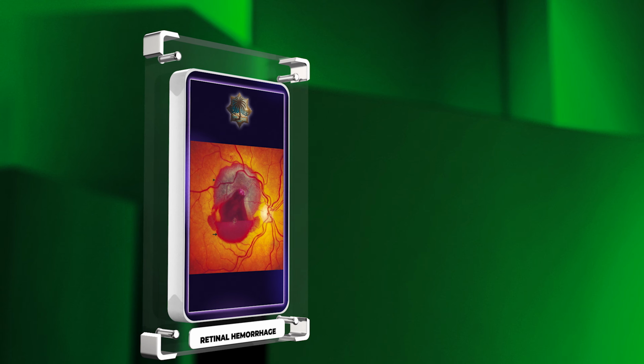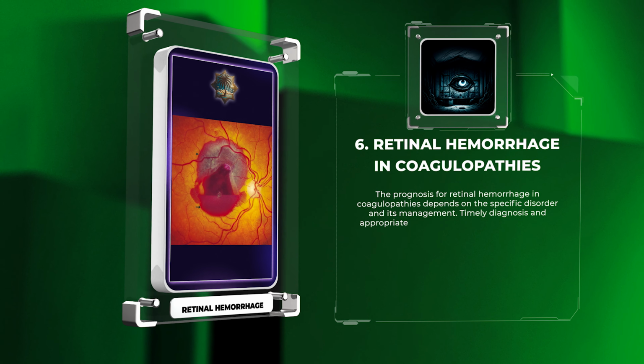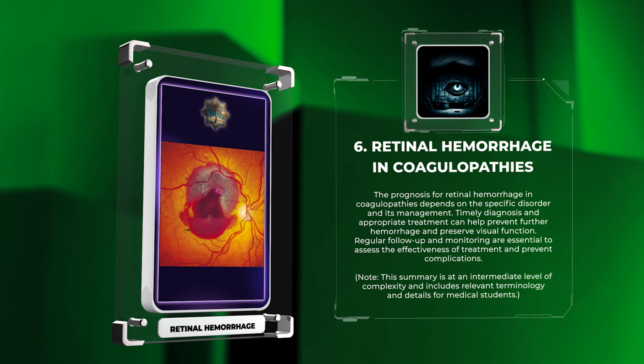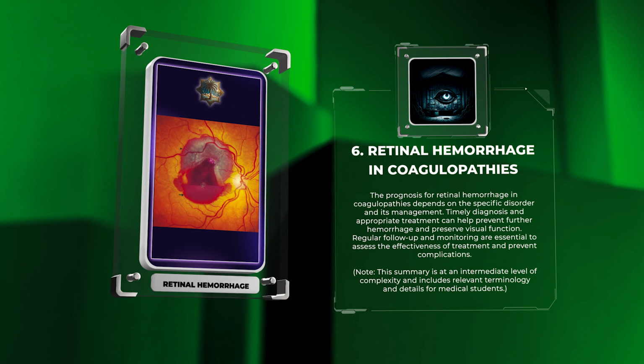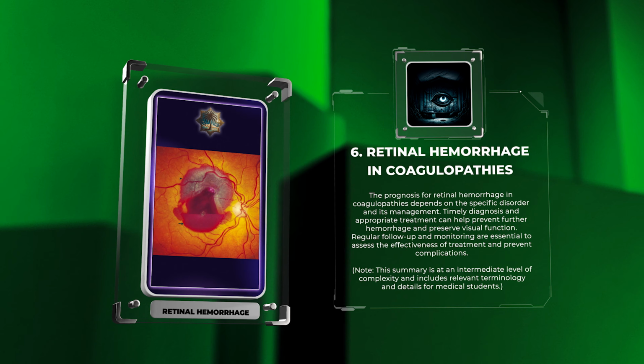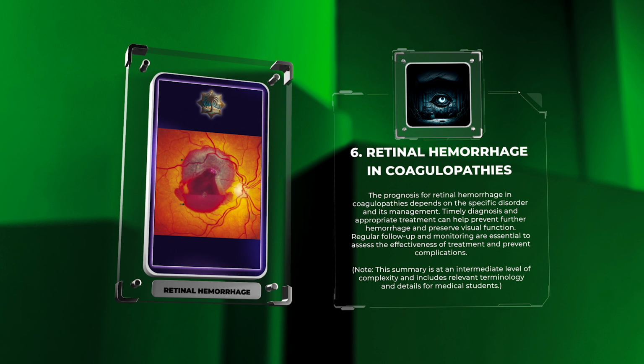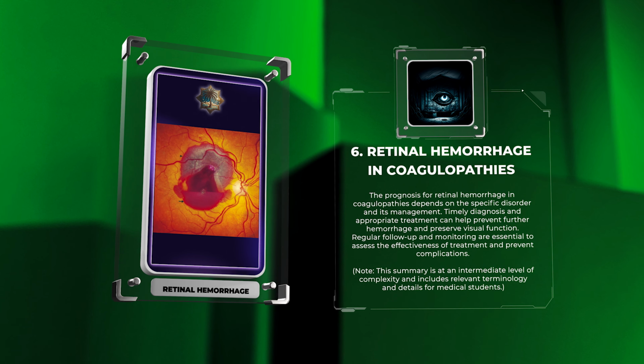The prognosis for retinal hemorrhage and coagulopathies depends on the specific disorder and its management. Timely diagnosis and appropriate treatment can help prevent further hemorrhage and preserve visual function. Regular follow-up and monitoring are essential to assess the effectiveness of treatment and prevent complications.